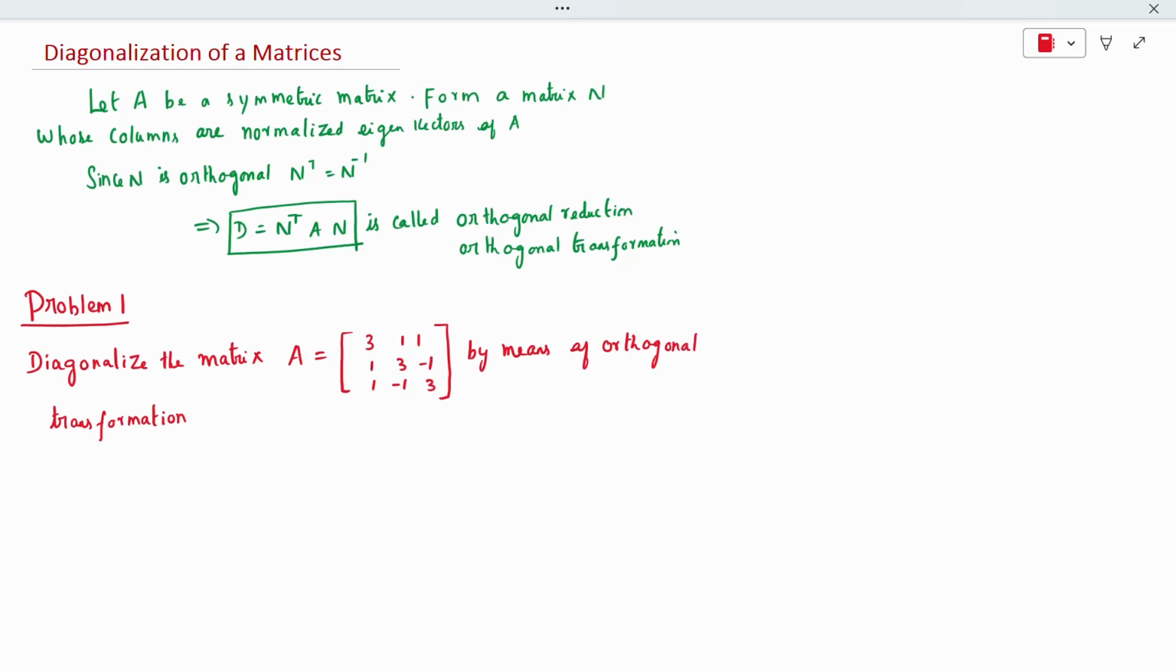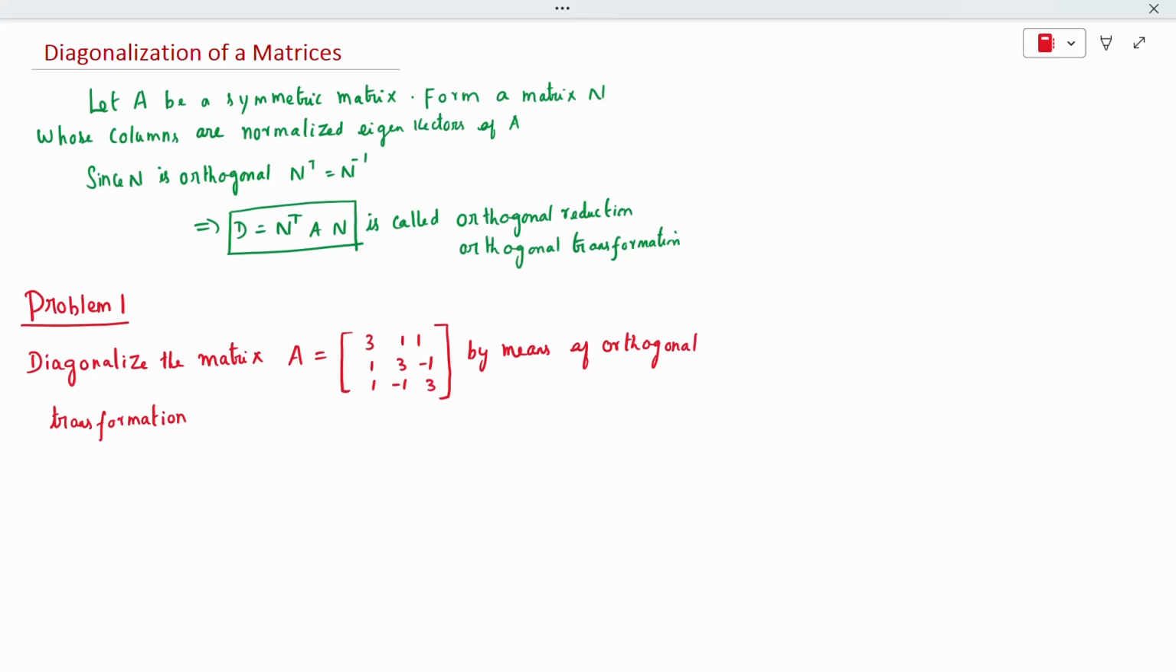Next topic is diagonalization of a matrix. Let A be a symmetric matrix. Form a matrix N whose columns are the normalized eigenvectors of A. Since N is orthogonal, the condition is that N transpose is nothing but N inverse.